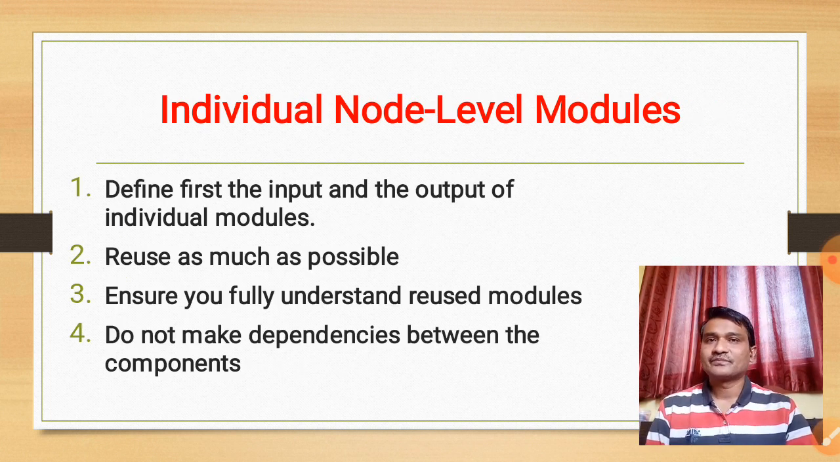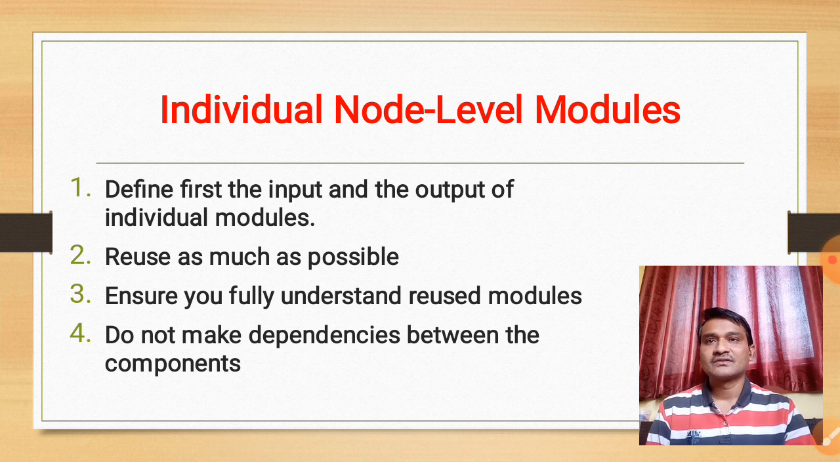Individual node level modules process is one of the important parts of the bottom-up implementation process. You can now proceed with the implementation of the individual components. However, some important concepts need to be considered. The first one is to define first the input and output of the individual modules. For example, for your regular sensing components, the input is a timer firing regularly, and the output are temperature, humidity, and solar radiation.